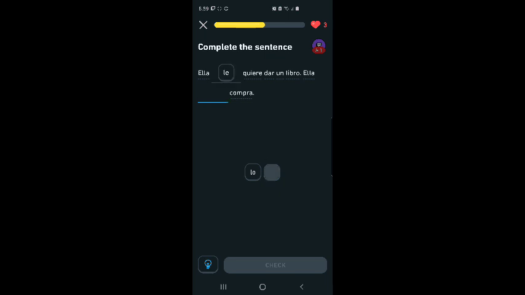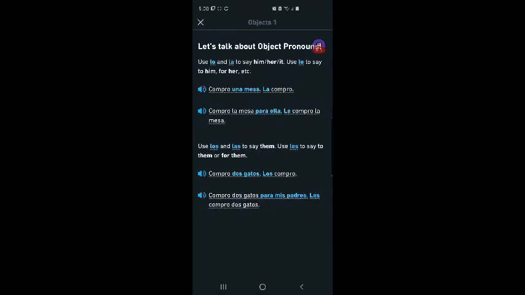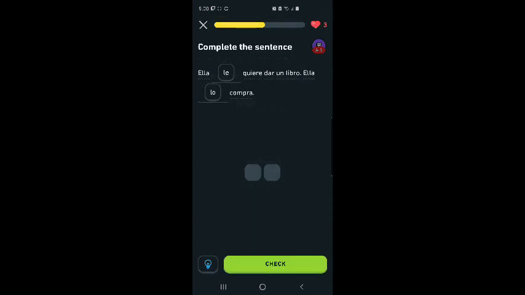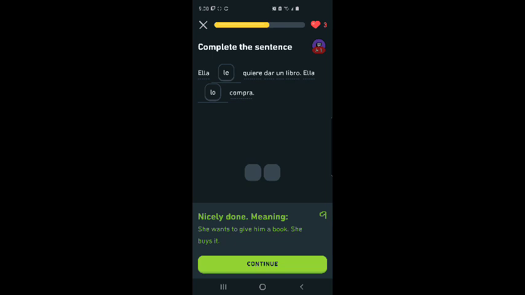Le. Lo. Ella lo compro. What does lo mean? Lo is for, is it. I don't know. I think this is wrong. She wants to give him a book. Okay.